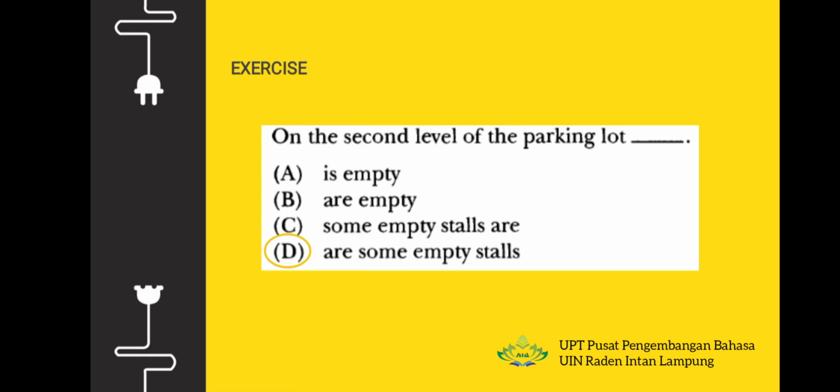The following example shows how this sentence pattern could be tested in structure questions on the TOEFL test. This example begins with the place expression on the second level of the parking lot, which consists of two prepositional phrases, on the second level and of the parking lot. This sentence needs a subject and a verb to be complete, and the two answers that contain both a subject, stalls, and verb are answers C and D.